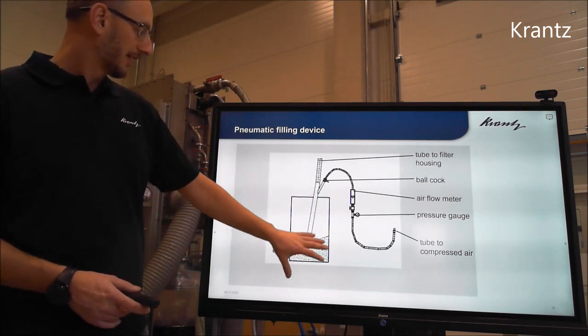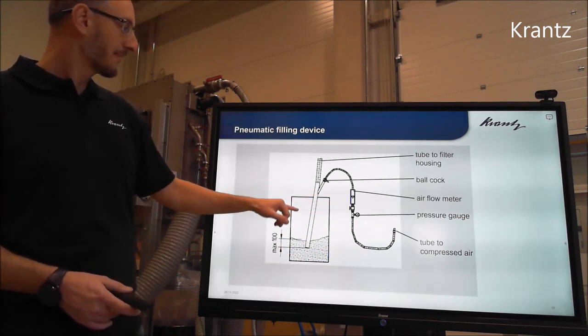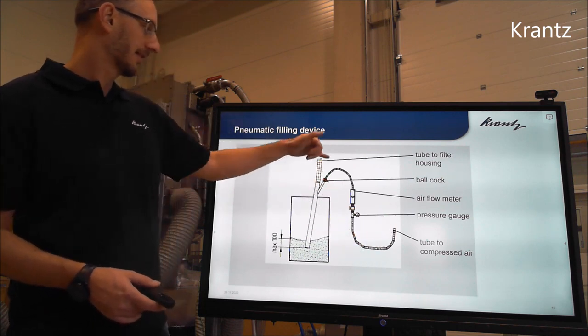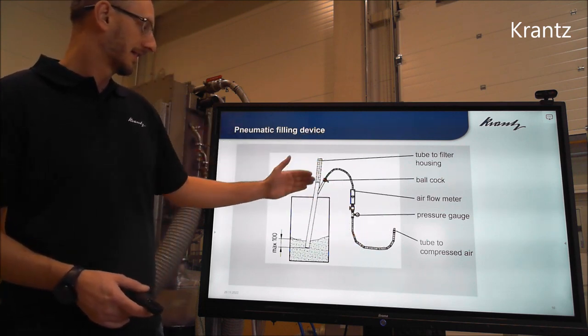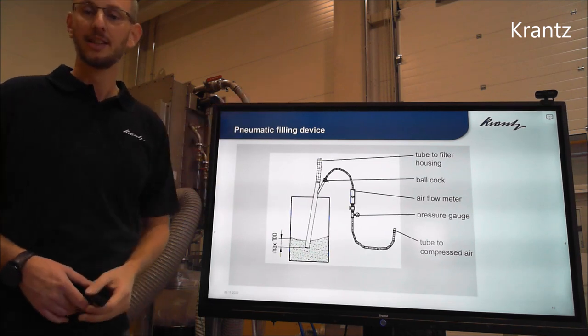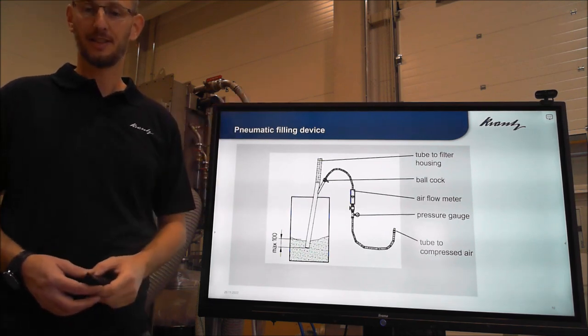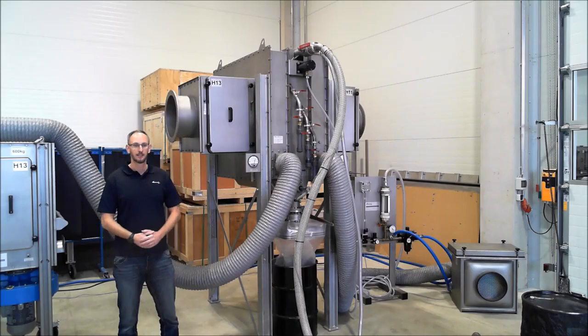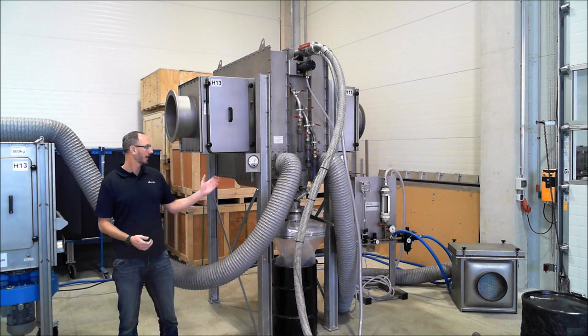And the pneumatic filling device, so you see here the barrel with the carbon, you have an injector tube, and you have compressed air, and with the compressed air you are able to shoot carbon into the filter housing. It will work. We will show you as a next step together with my colleague. Yes, so as just seen on the slide, now the live setup of the system.